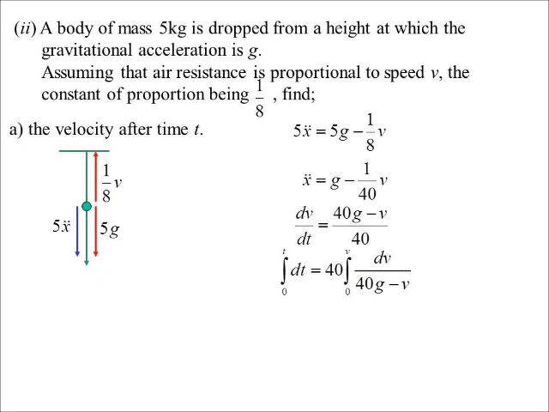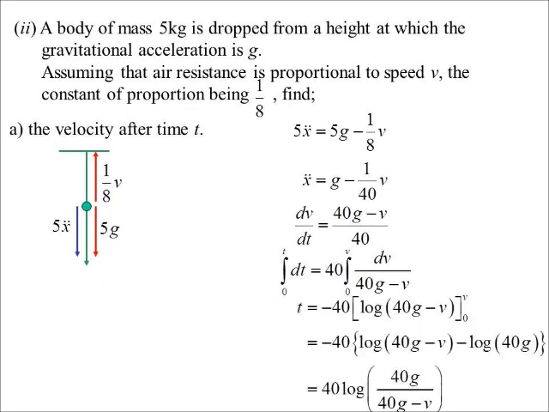So integrating that one, again, we've got a log function. So minus 40 log (40g minus v), substituting in, and we get our 40 log (40g on 40g minus v). But, whoops, let me just go back. That, of course, is t in terms of v. The implication there really is v in terms of t. What's the velocity after time t? So let's now make v the subject.